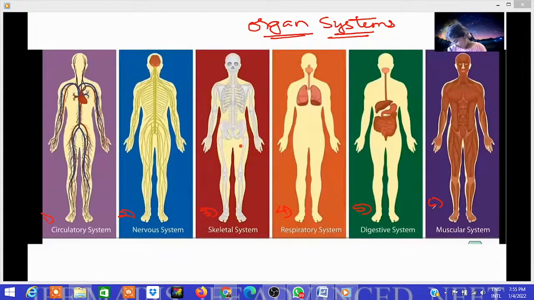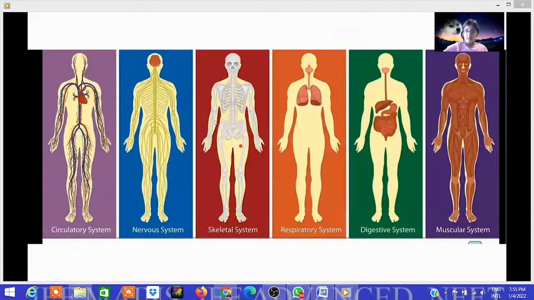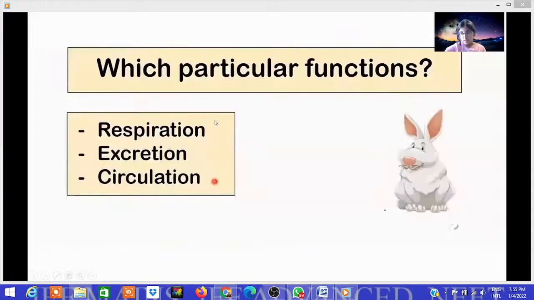Done? Okay, now did you understand what are the various systems that we have in our body? There are 6 systems, right? Make sure to remember all these names by the next class. Okay, so now which particular function? As I said, respiratory system performs respiration, and the digestive system performs excretion and all. And if I talk about circulation, then our circulatory system is also called the cardiovascular system.